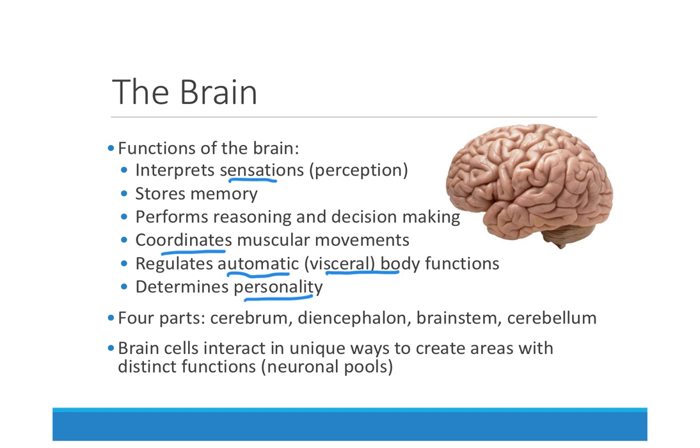The brain has four main parts. These are known as the cerebrum, the diencephalon, the brain stem, and the cerebellum. The brain cells, the neurons in the brain, interact in unique ways that create areas with distinct functions. So it's a very organized structure. It's not just a bunch of neurons thrown together, but they are organized with the same role being carried by neurons that are in the same area. And we call those concentrated areas of one function neuronal pools.